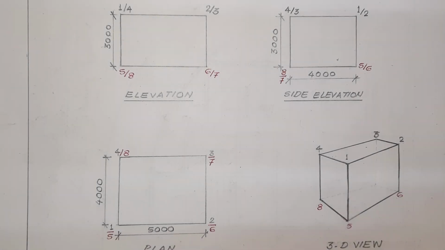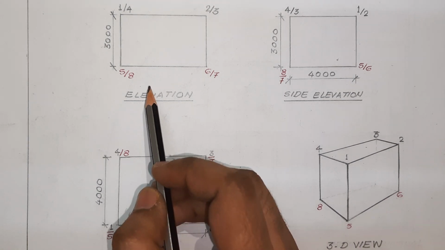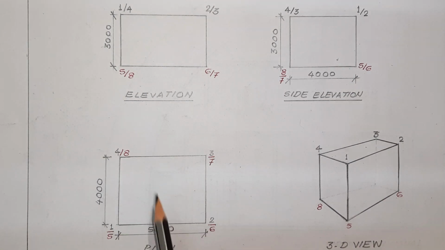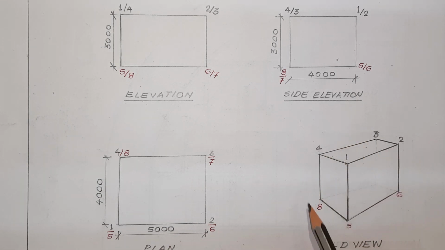In this video, we will see how to draw a two-point perspective view for a rectangular box. These are the details which are given for the box. This is the elevation of the box, this is the plan, this is the side elevation, and this is a three-dimensional view which is shown here to imagine the perspective view for this box.